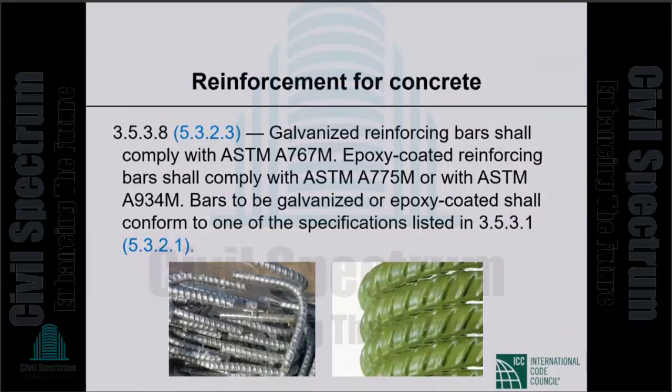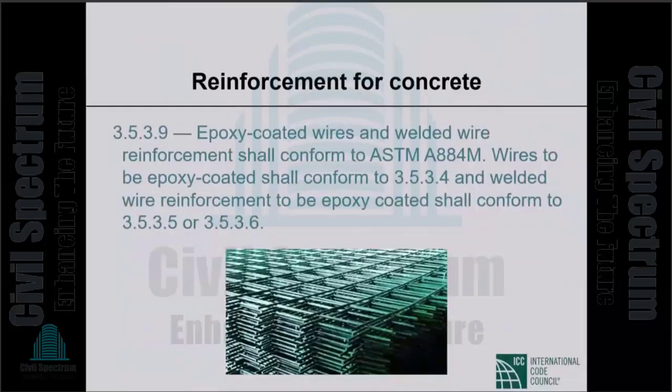Then there are galvanized reinforcing bars, A767. Galvanized means zinc coated, which is protection against corrosion. Or epoxy coated reinforcement, A775. Epoxy coated, as I said, is very popular in highway construction for pavements, and in Bangladesh, apparently, in coastal areas for basements and things because of the high risk of corrosion.